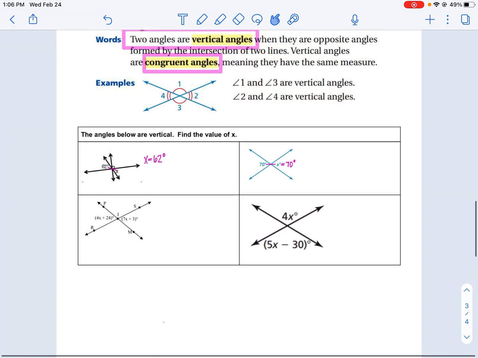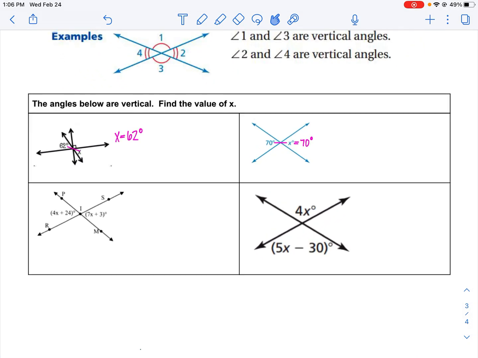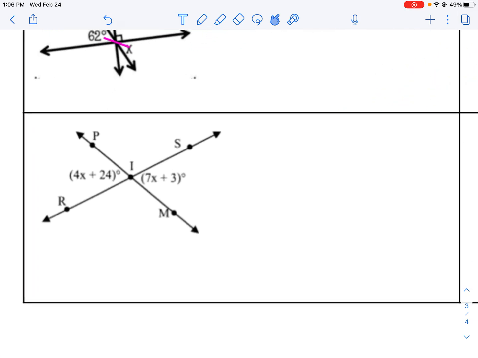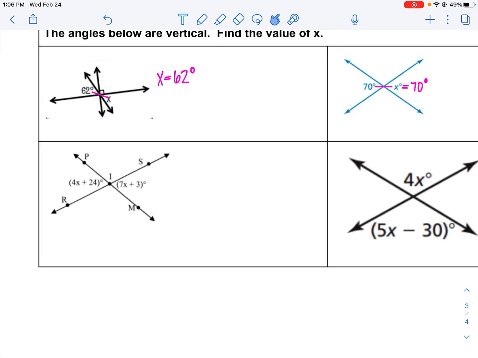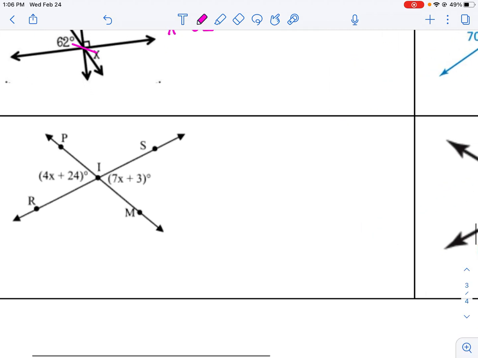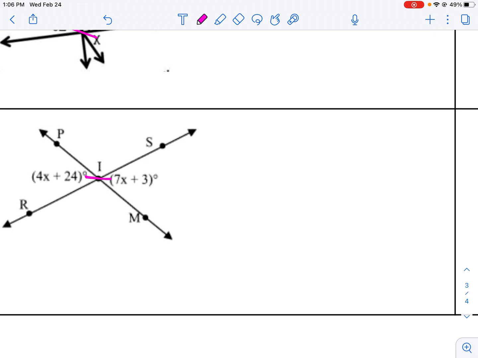So when we make them a little more complex, we make them with algebraic expressions. So we're going to do one together, and then I'm going to have you guys set one up and do it on your own. So let's do this one together. These are vertical. So I'm going to say 4x plus 24 is equal to, because they're congruent, 7x plus 3, which leaves you with a variable on both sides.